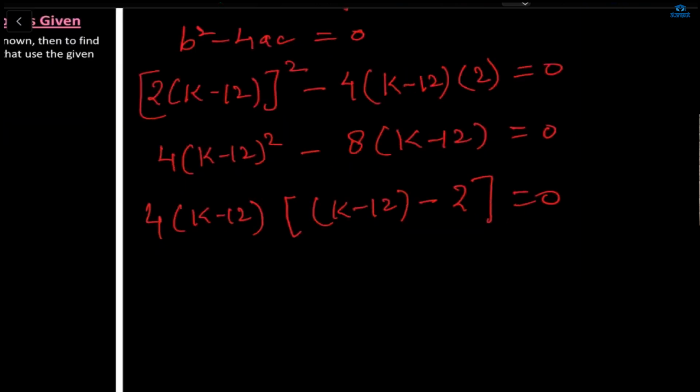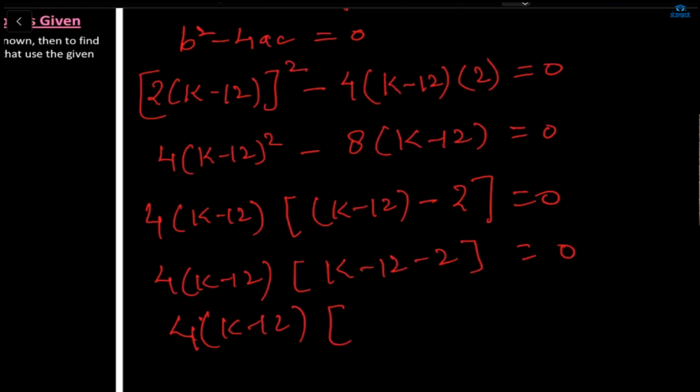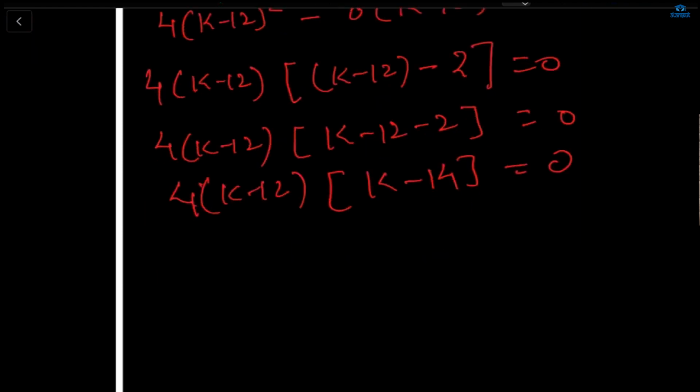So if you are going to open this, what will you get? k minus 12 minus 2, so it will be k minus 14, equal to 0. So you can write it as k is equal to 12 and k is equal to 14. Either k will be equal to 12 or k will be equal to 14.